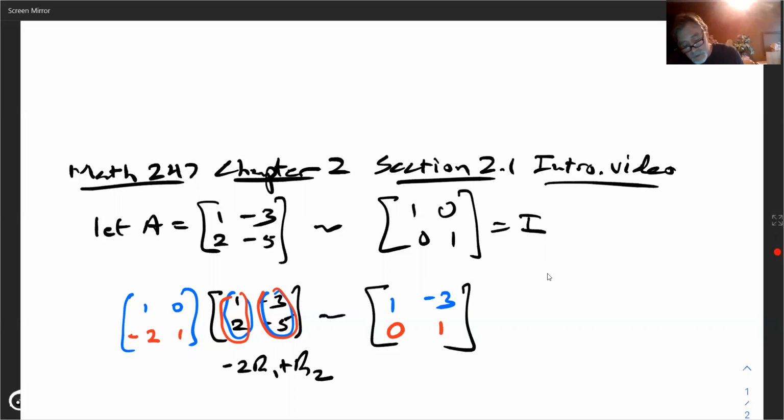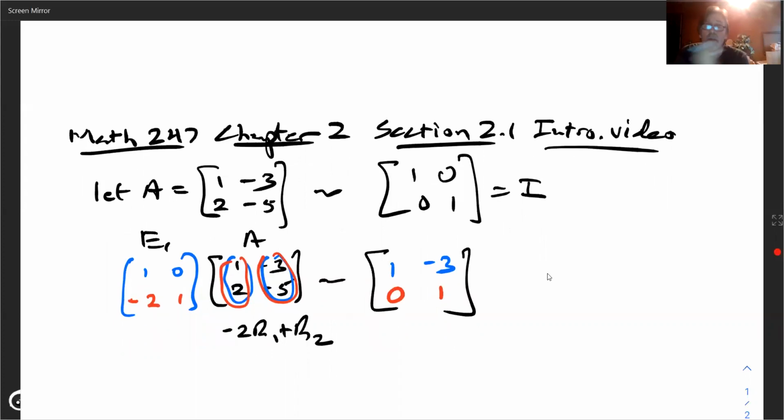Let's call that matrix we just used, if this is A, I'll call this E1. Wow, what a trip. I used a 2x2 matrix to do a row operation. Instead of me doing it, I multiplied by a special matrix to do that.